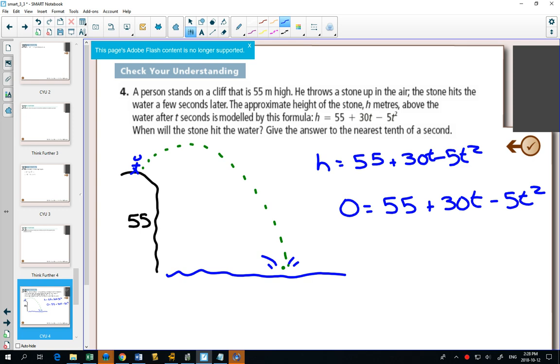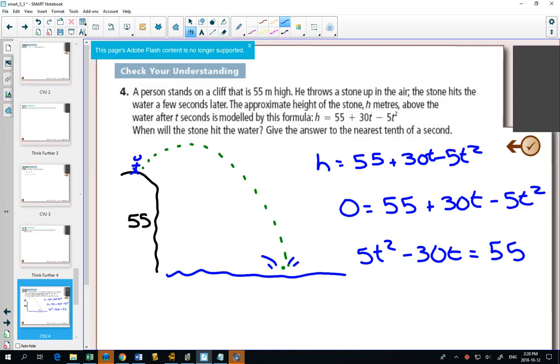And I need to solve for t. Now I can move everything. I can move the 5t squared and the 30t to this side and the 55 by itself, so I can get ready to complete the square. This might have been one that was possible to factor, but we're going to solve this by a review of completing the square.